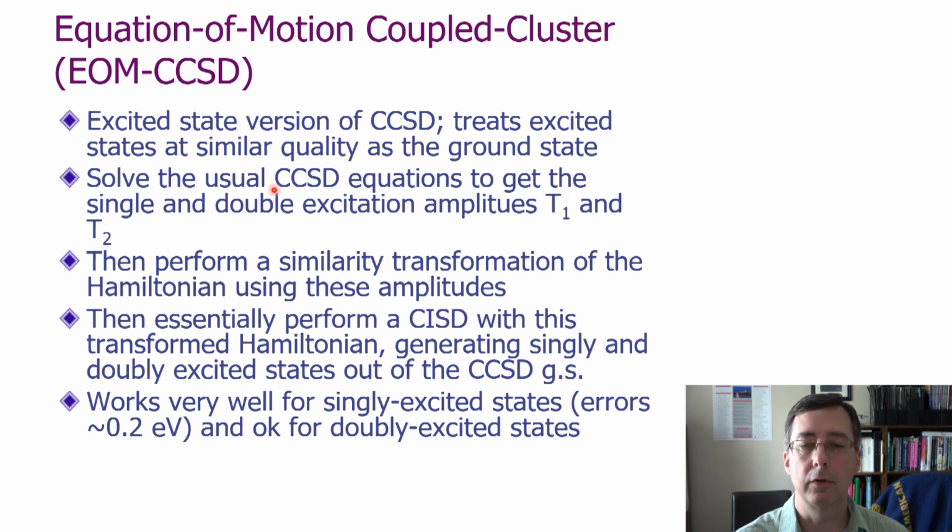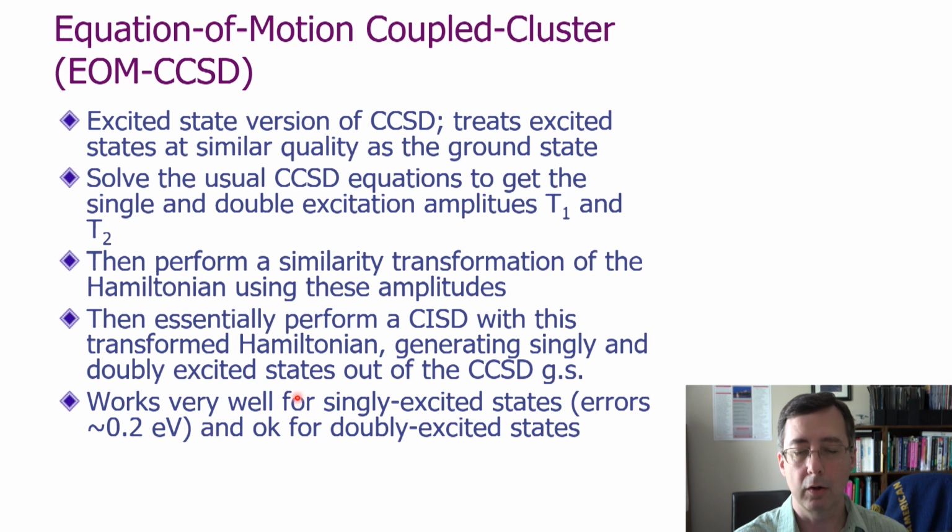So what you do is you solve your normal CCSD equations the way you always do for the ground state. That gives you a set of T1 and T2 amplitudes describing the CCSD wave function. Nothing special about that. Then I do some stuff. I transform the Hamiltonian using a so-called similarity transformation using these T1 and T2 amplitudes determined for the ground state. Then I do what looks kind of like a CISD, but on this similarity transformed Hamiltonian using the coupled cluster amplitudes. And that generates a set of singly and doubly excited states out of the CCSD ground state.